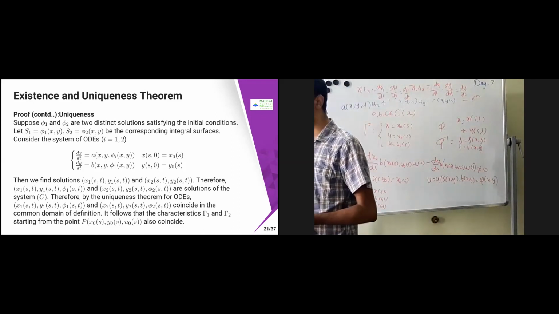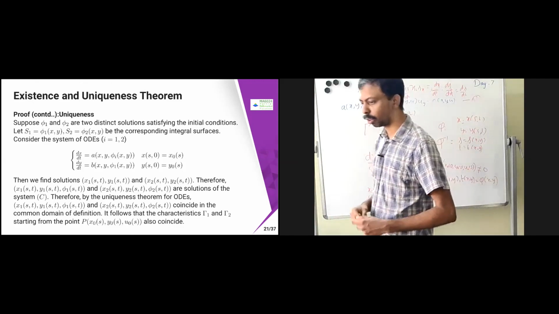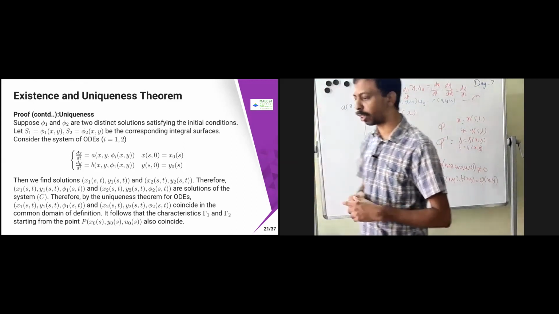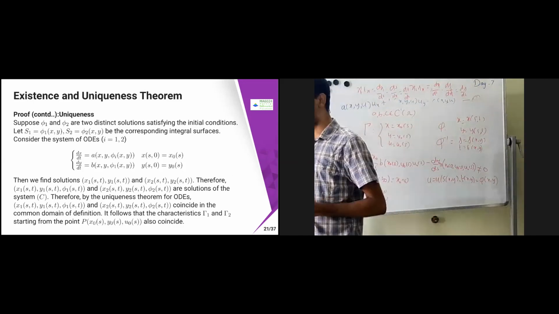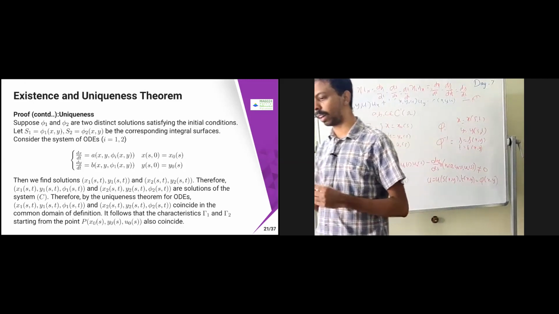Then what we are trying to prove is that this φ1 and φ2 are the same. So now φ1 and φ2 are two distinct solutions satisfying the initial condition. Now take two integral surfaces. Therefore, you will get two integral surfaces: S1 is one integral surface and S2 is another integral surface.